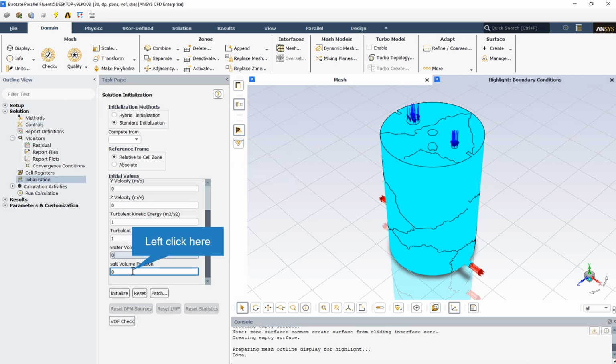And as is obvious, at the initial state, the initial values of water and salt volume fraction are equal to 0. That means that the tank is filled with air at the initial position.